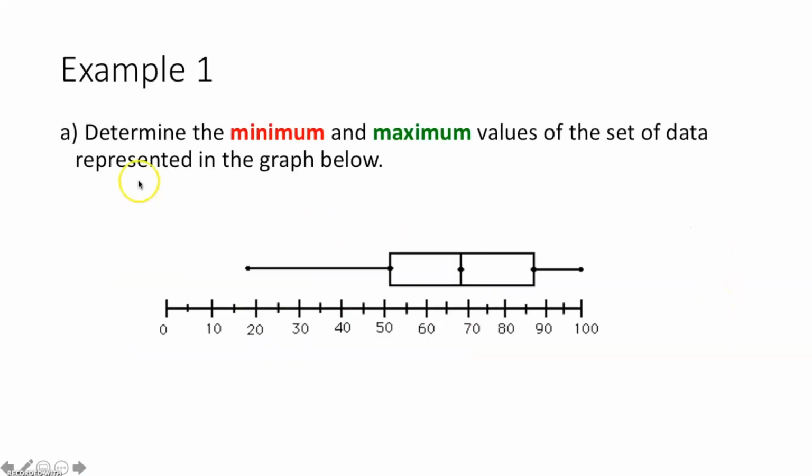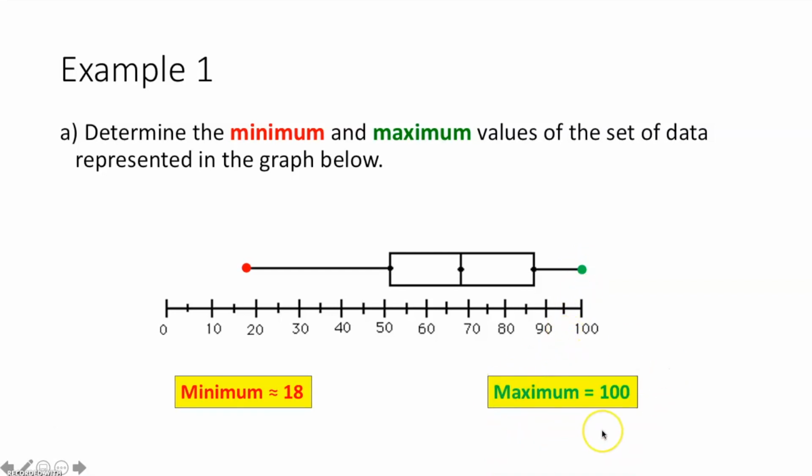Example time. So example 1 says determine the minimum and maximum values of the set of data represented in the graph below. So here we have our box and whisker plot. The minimum is going to be your lowest value, so the farthest end of your whisker on the left. So here, that would be this point right here, which looks like it's somewhere between 15 and 20, so let's call it 18. On this side, your maximum is going to be the farthest point on the right whisker. So that would be this point right here, which looks like it's at 100. So your maximum is going to be at 100.